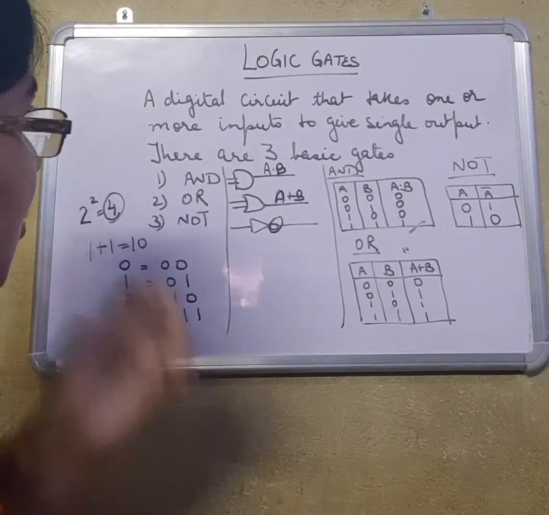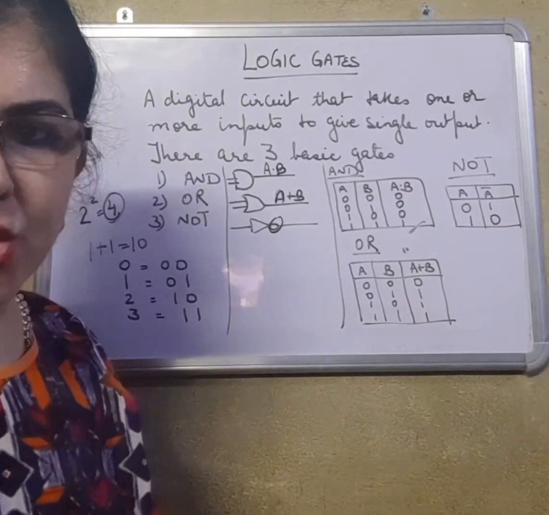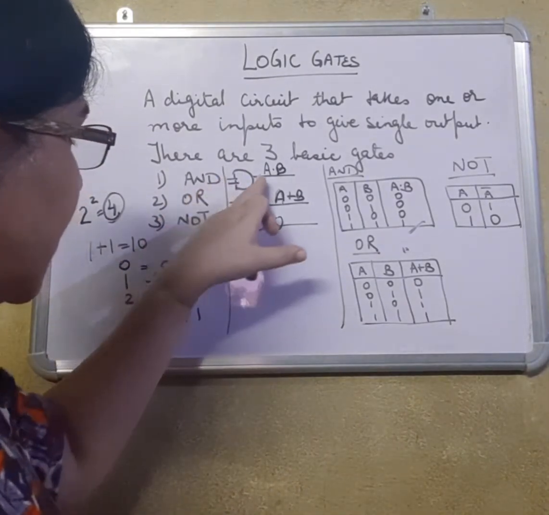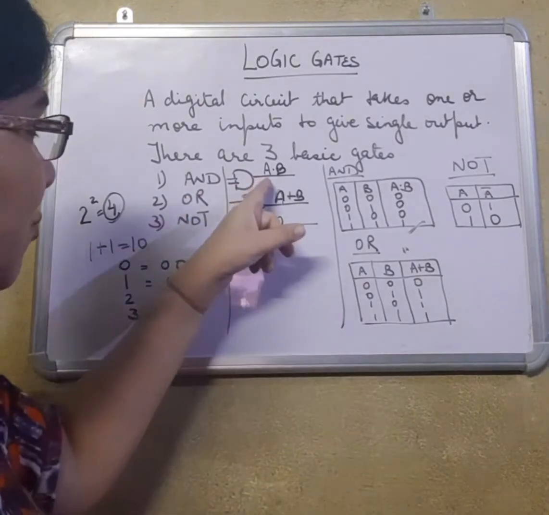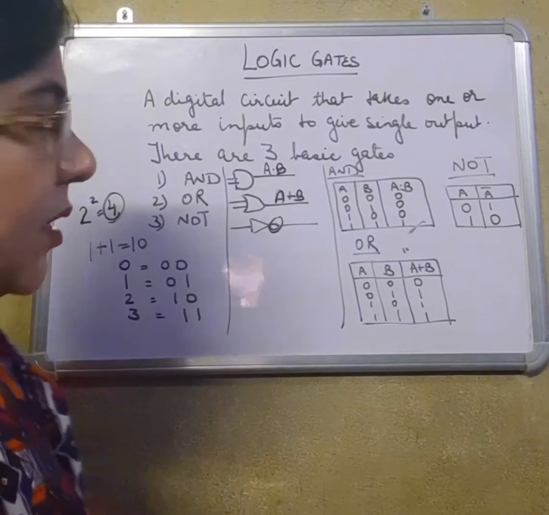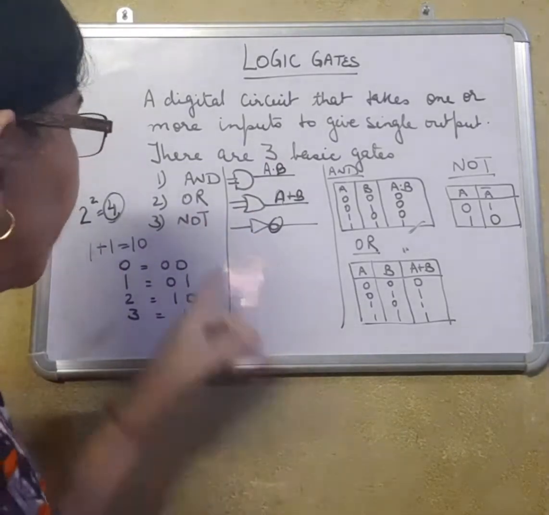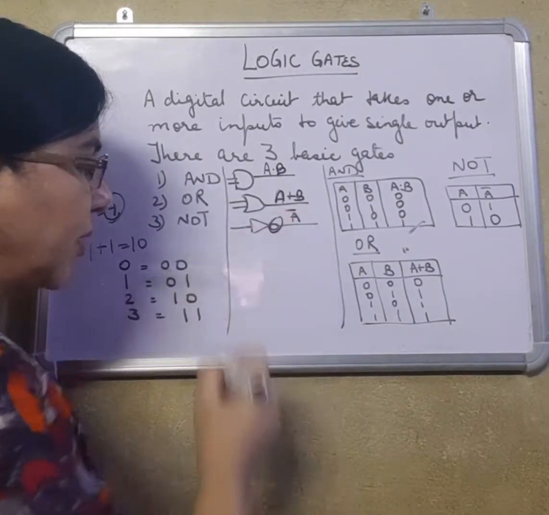Right? So here we have come to know that there are 3 basic gates: AND, OR, and NOT. And this is the symbol. The sign used with AND is A dot B. The sign used with OR gate is A plus B. And the sign used with NOT is a complement at the top.